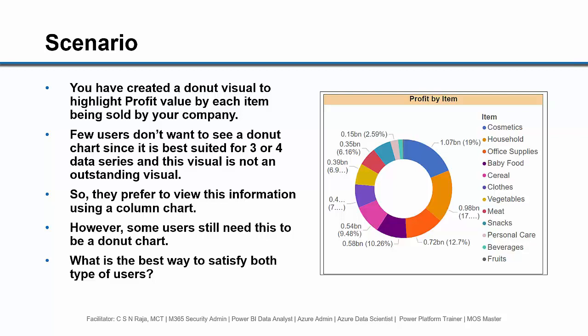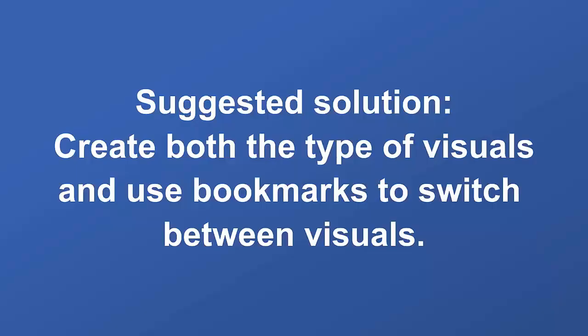However, some users still need this to be a donut chart. What is the best way to satisfy both types of users? The suggested solution will be to create both types of visuals and then use bookmarks to switch between them.